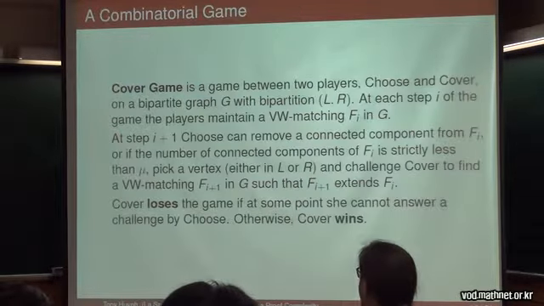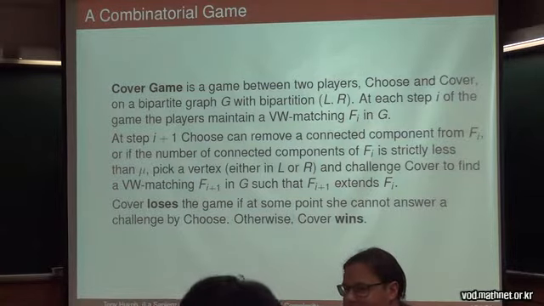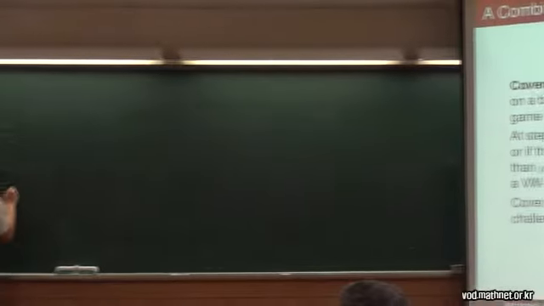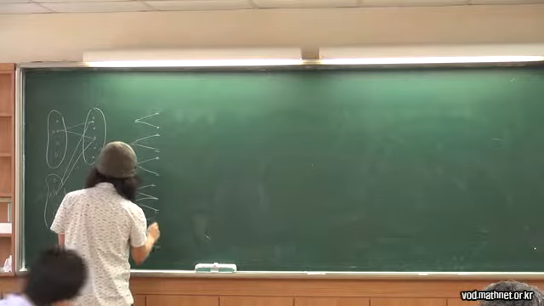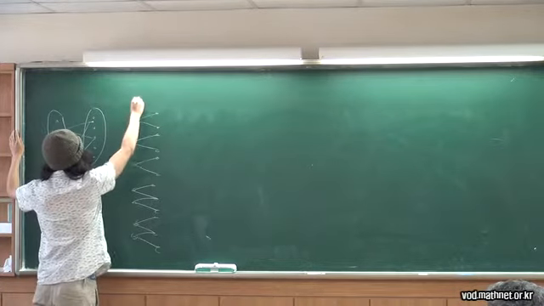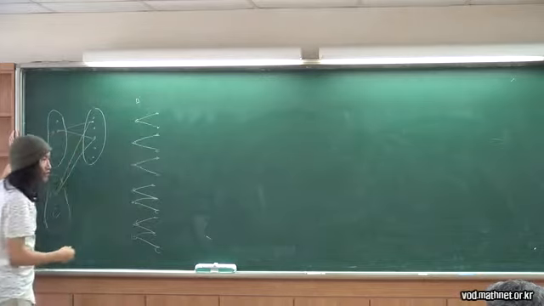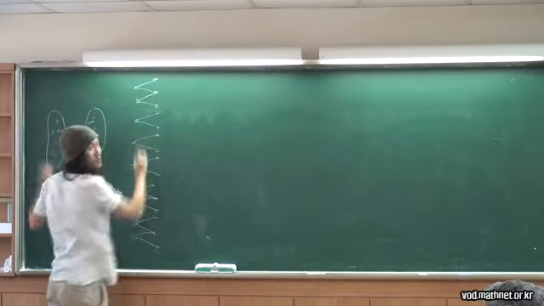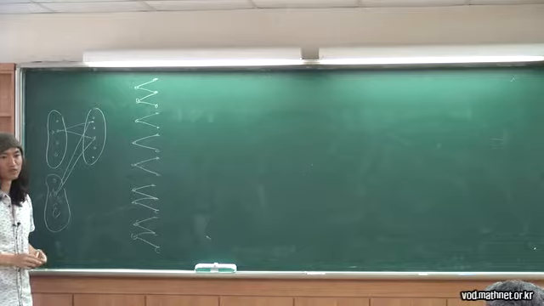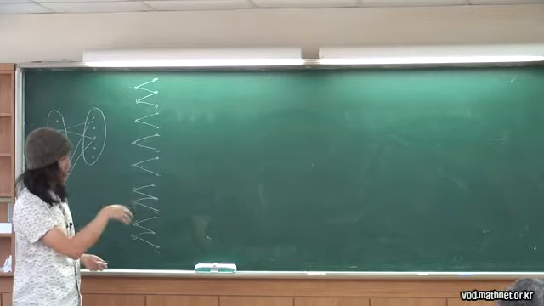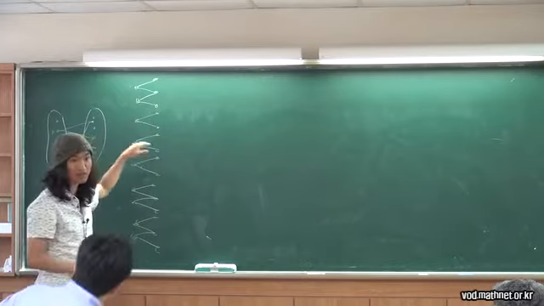Any questions? Okay, I'll just leave. What does that mean? F_{i+1} extends F_i? So it just means that there is some current VW matching. So choosing this vertex just means that you want to have the same components here. So I can do that as a valid choice for cover, right? This F_{i+1} extending means that you're really not changing the rest of the VW matching.